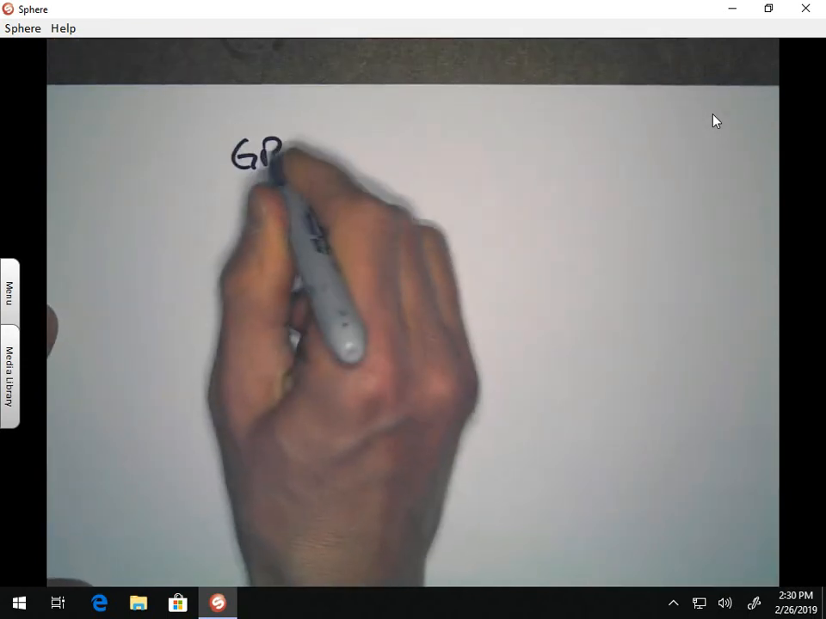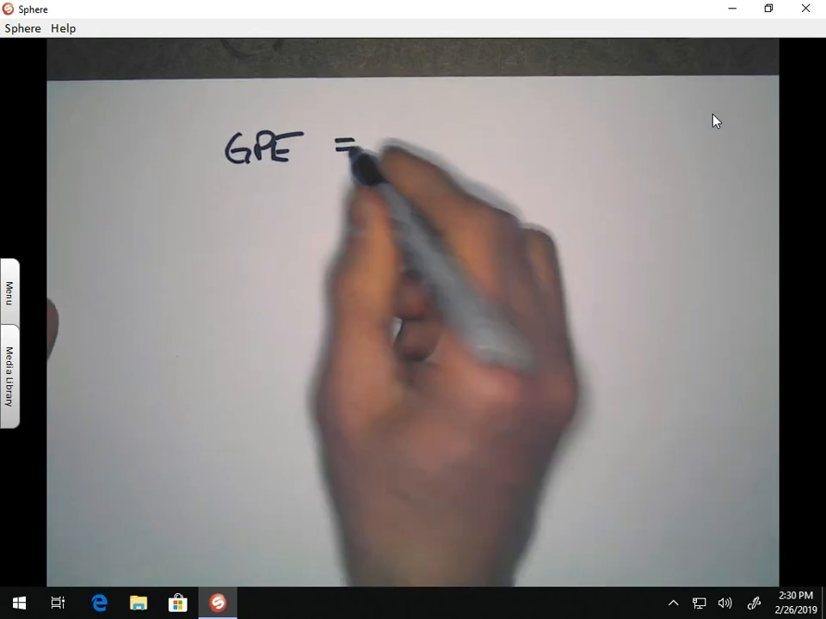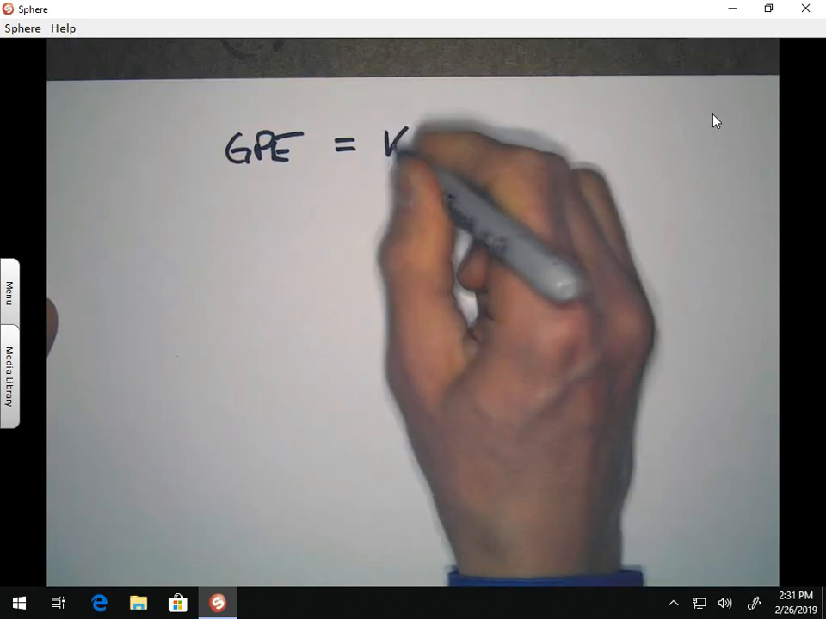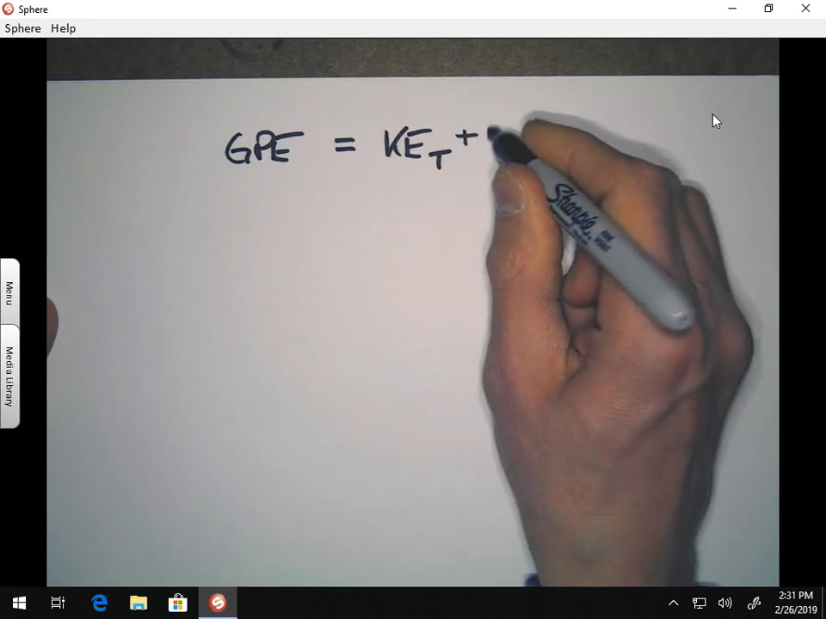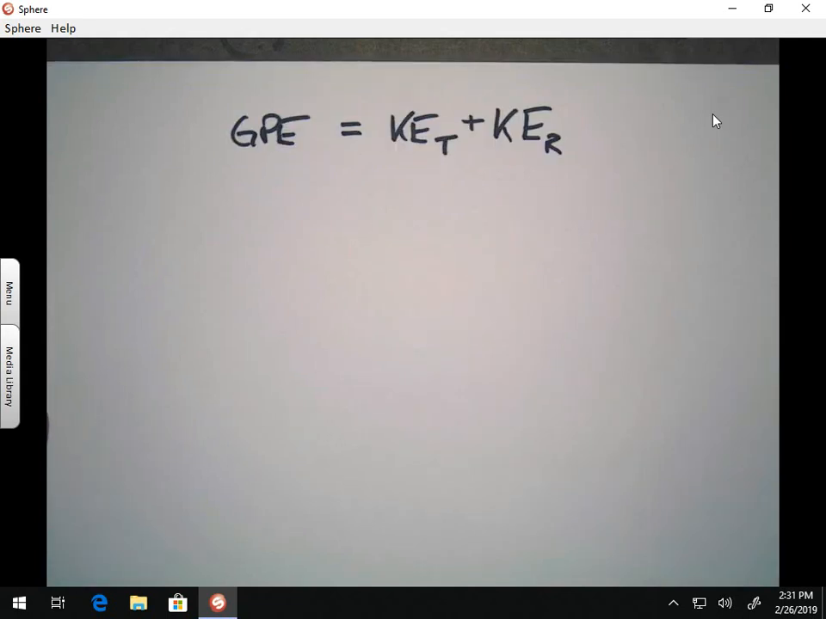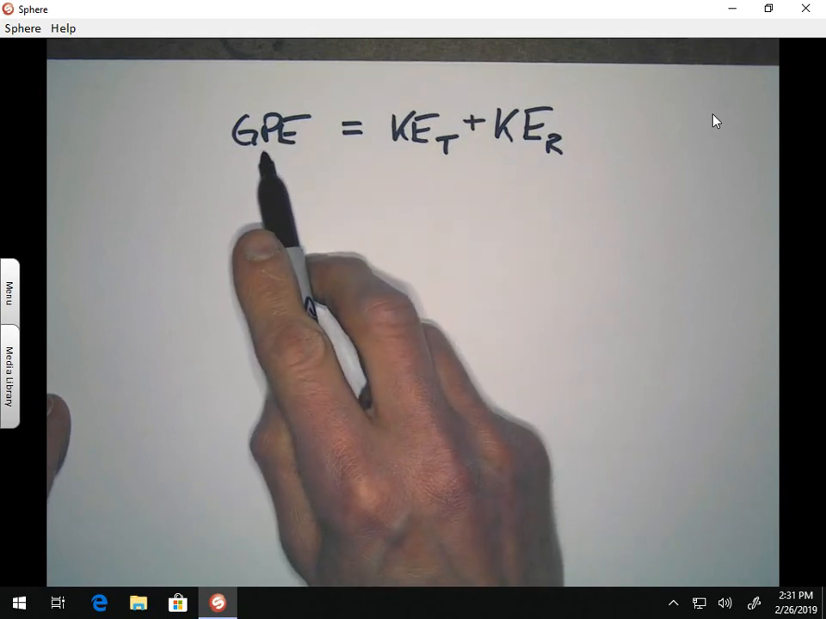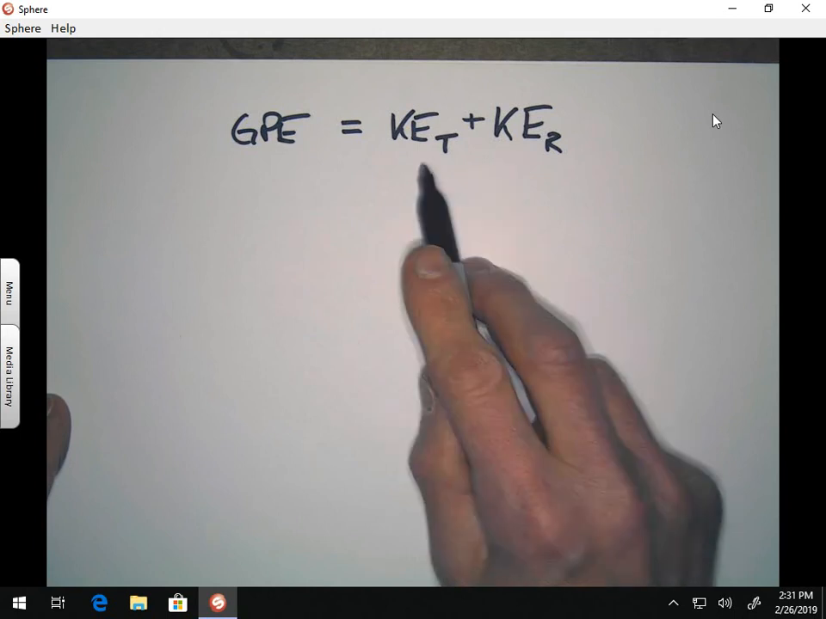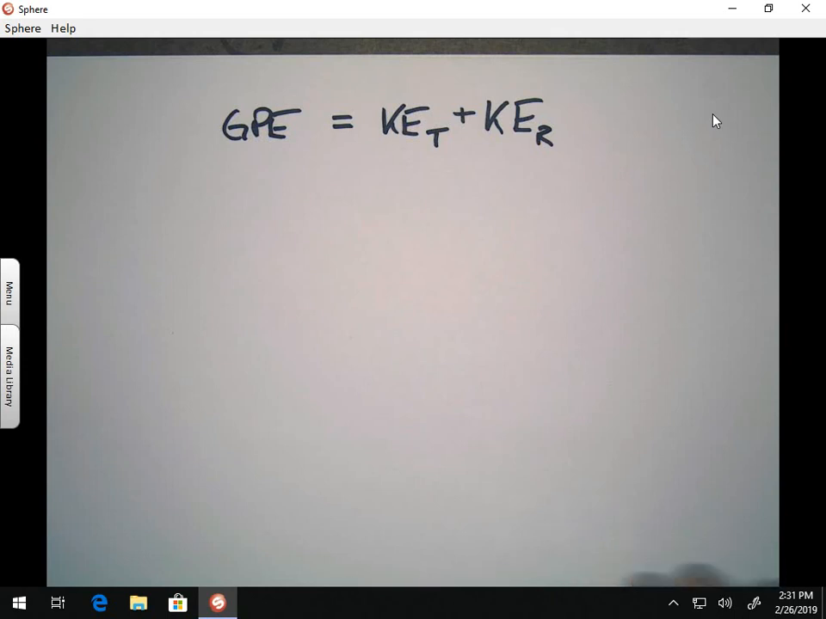What we're going to do is write down energy conservation, and we're going to say that the GPE at the top of the ramp is going to be equal to the sum of the translational kinetic energy plus the rotational kinetic energy at the bottom of the ramp. So guys, this is energy conservation, right? Potential energy at the top of the ramp equals kinetic energies at the bottom. And there are two now that we have to worry about. Okay, so how do we proceed from this point?